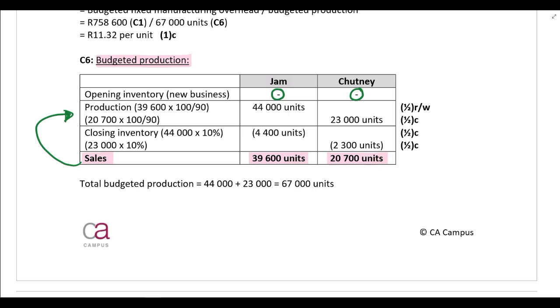We know that 10% of what they produce is going to be kept in closing inventory, which means they're only going to sell 90% of what they produce. So we've got 90%. And we're trying to calculate total production. We're trying to calculate the 100%. So you take the budgeted sales amount, you multiply by what you want. We want production, so multiply by 100 and divide by what you've got. We've got budgeted sales, so divide by 90.